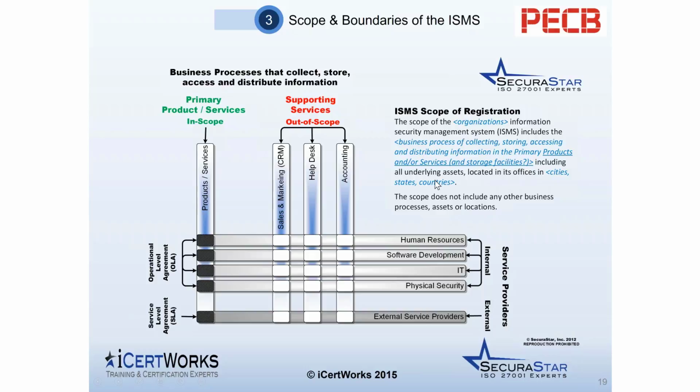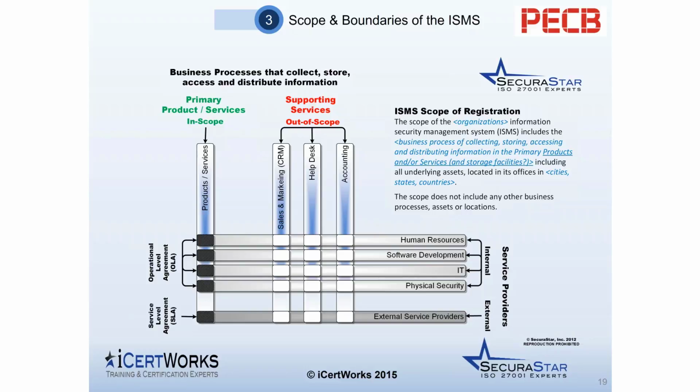So we're going to say city, state, countries, and then if you want to, you can also add this little scope statement here that says the scope does not include any other business processes, any other assets, or any other locations. It just makes it very clean and clear what is in scope and what is out of scope, what can be audited or will be audited, and what is not audited. None of these are within the scope here.